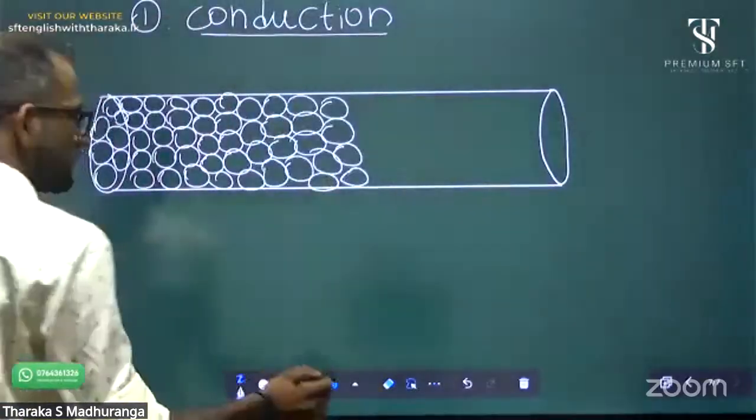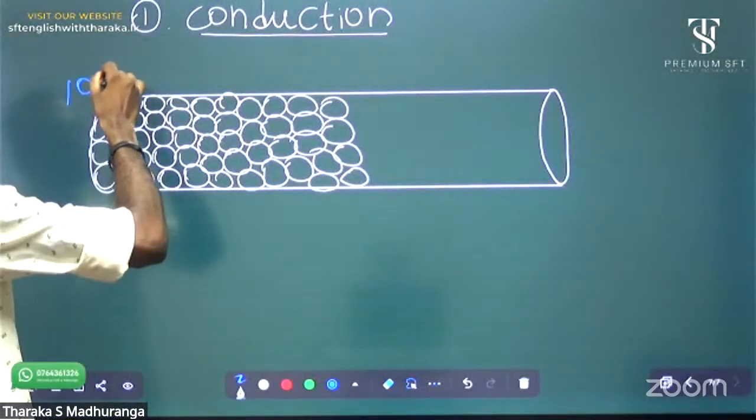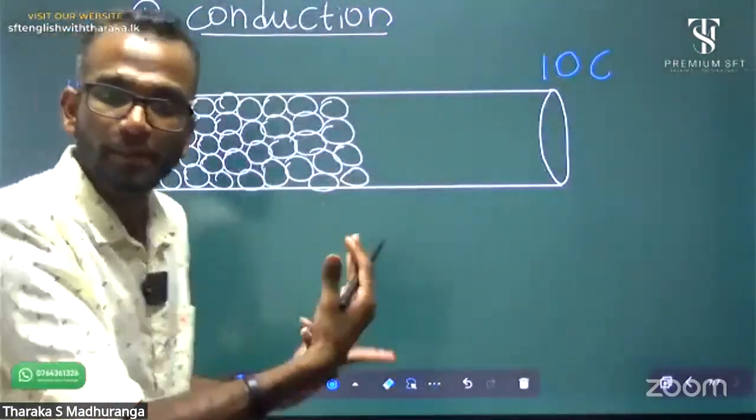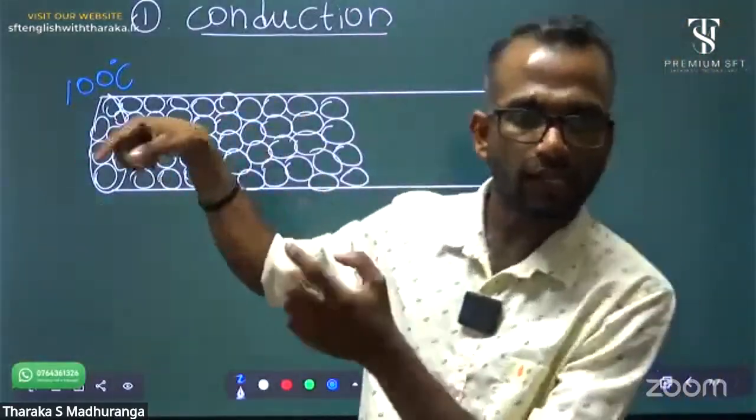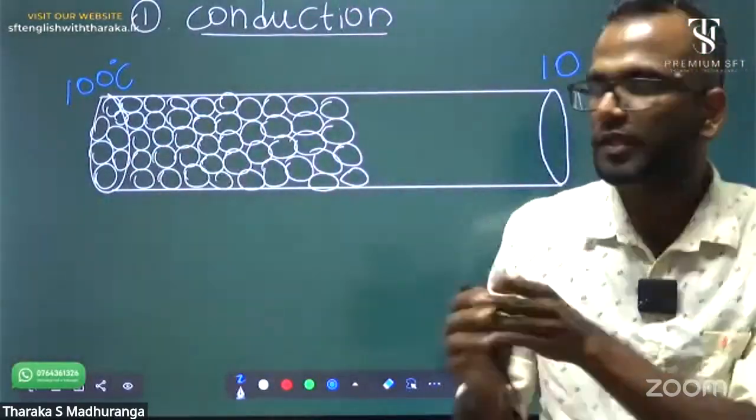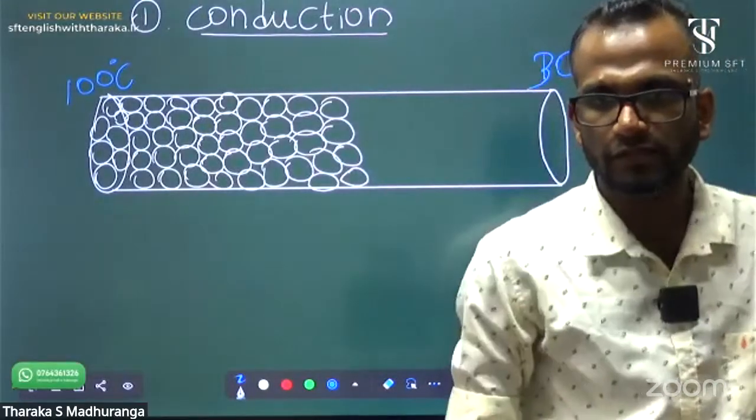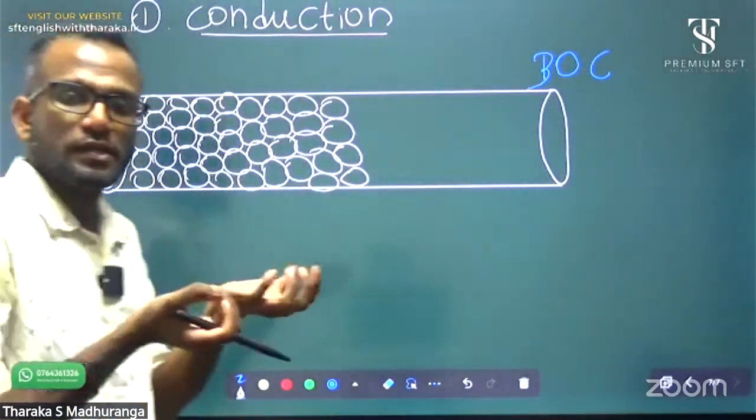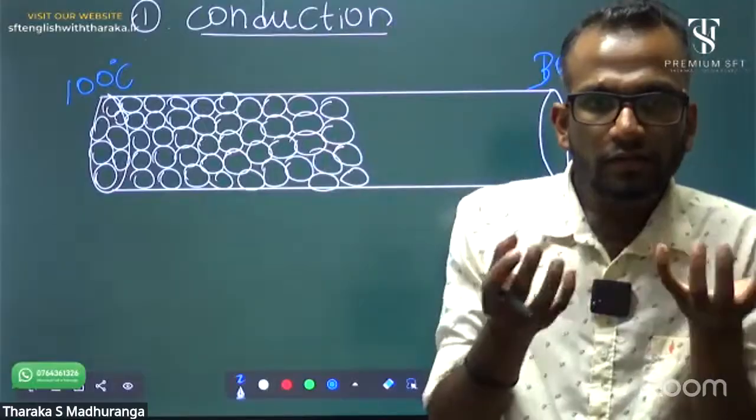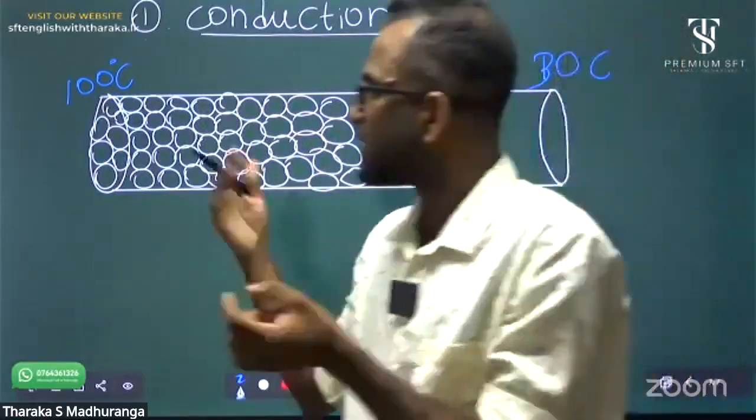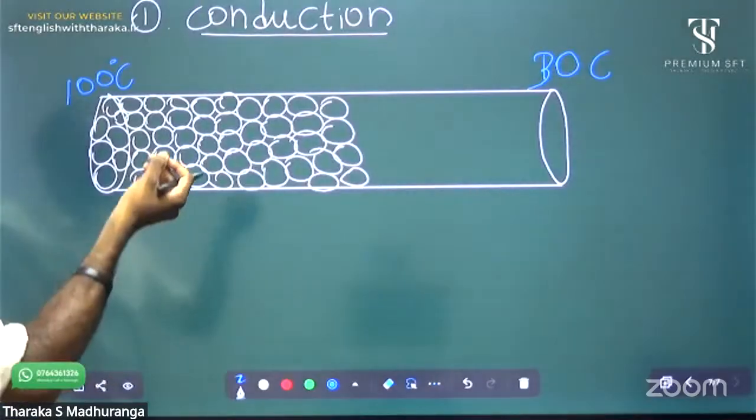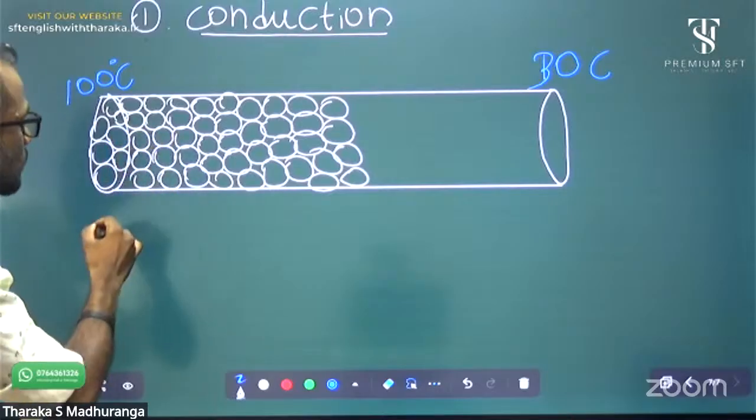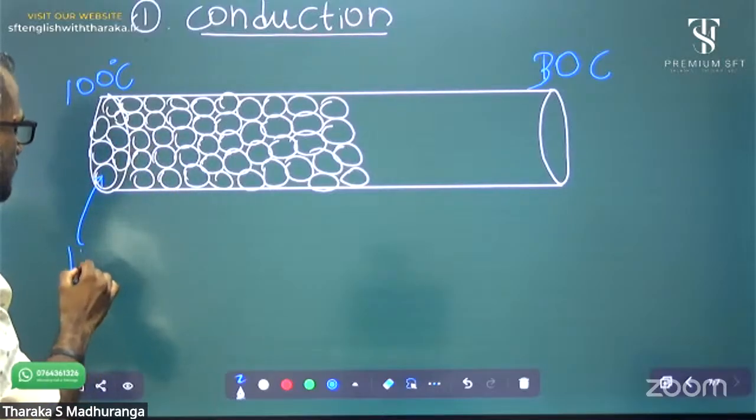Now think this side is at a temperature of 100 Celsius and the opposite side is 10 Celsius. It is the same as our spoon example: the end in the tea is at 100 Celsius, and the other end is at normal temperature, 30 Celsius. Now what happened? The tea is liquid; the liquid part I will explain in the next part. Now the heat energy is absorbed by the molecules at this end.